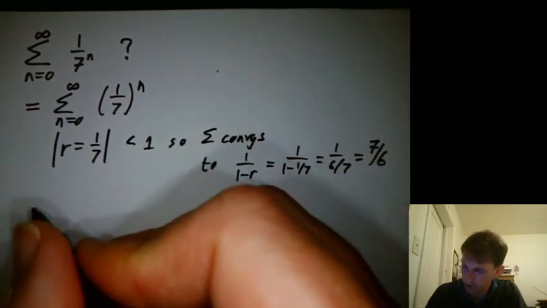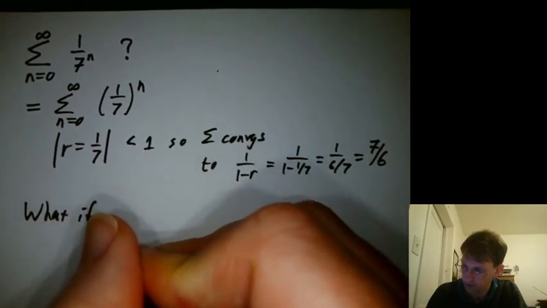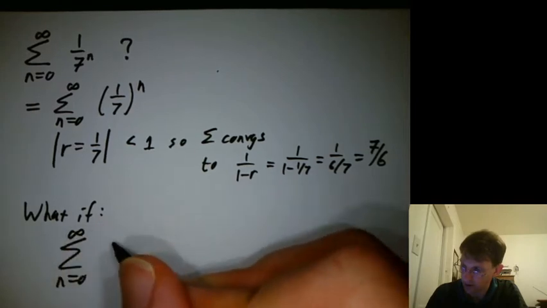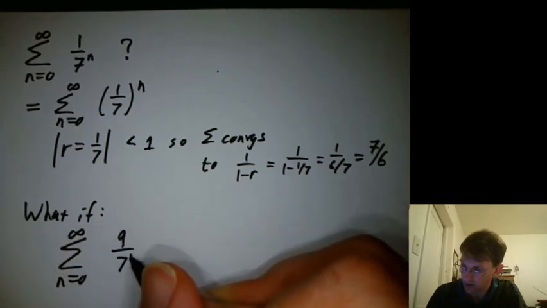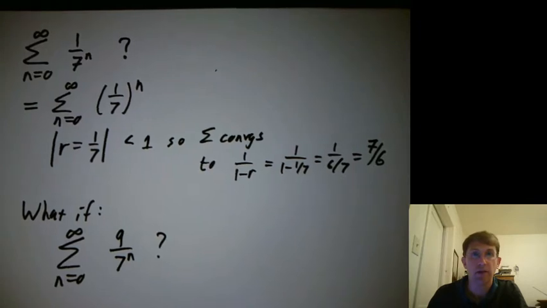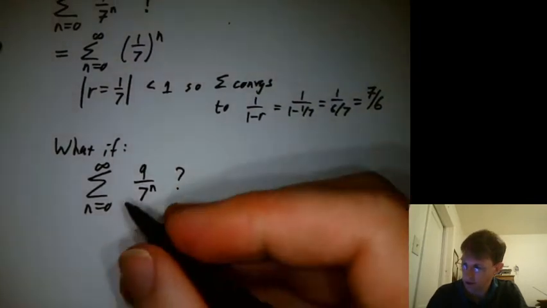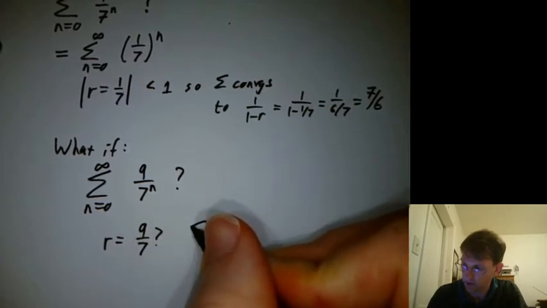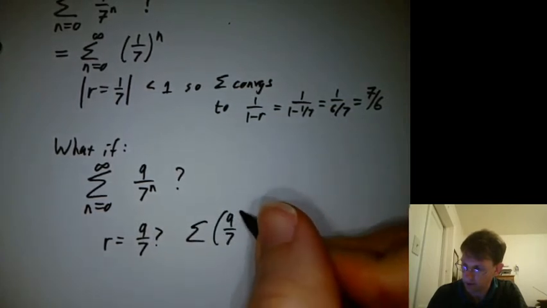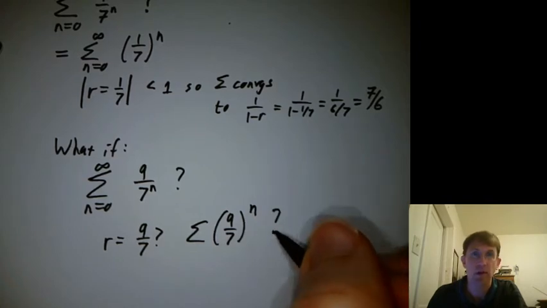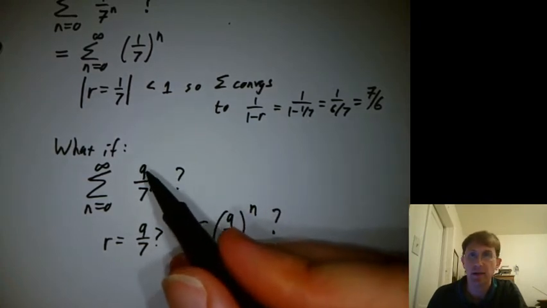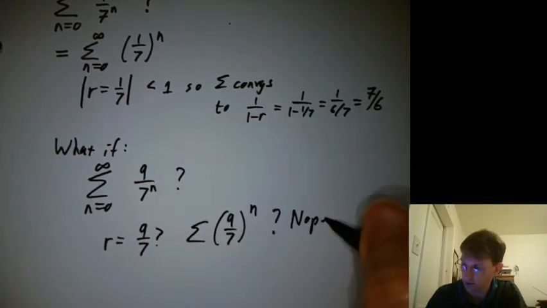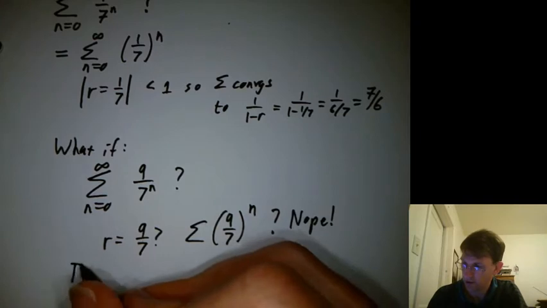What if it was the sum n equals 0 to infinity of something like 9 over 7 to the n? What could you do with that? Can we say r equals 9/7? Is this saying the sum of 9/7 to the n? No, because the 9 is not raised to the n, so we'll have to say nope. What do we do instead?